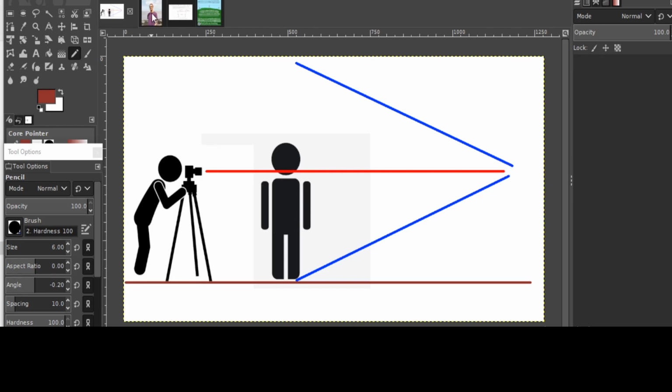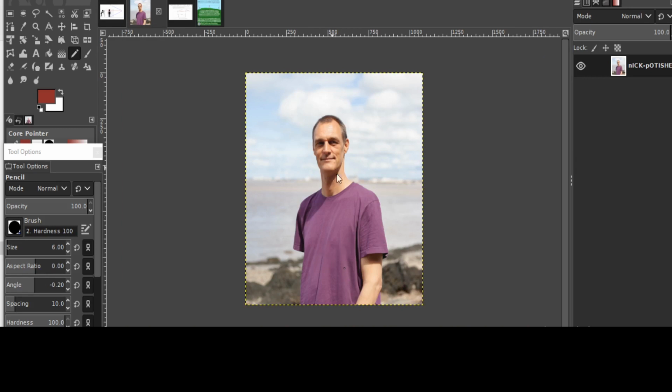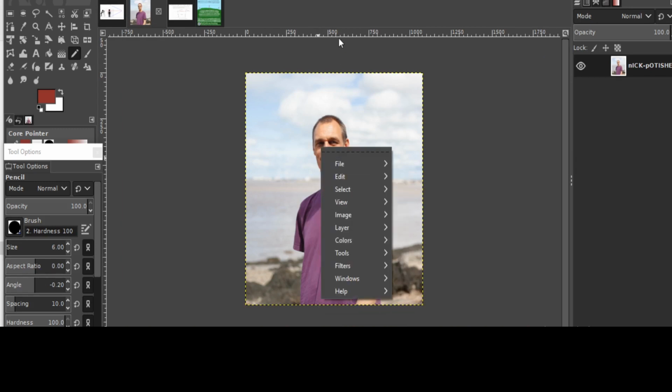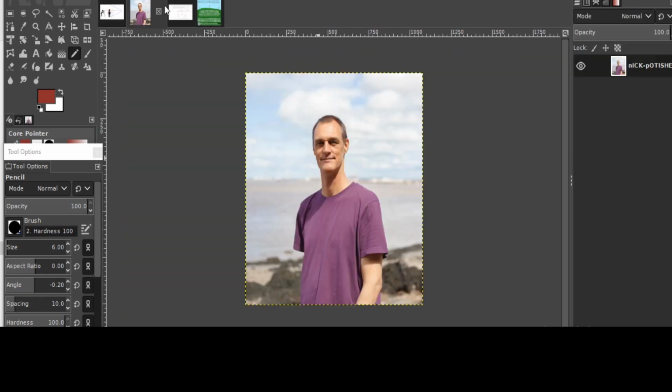So, of course, what will happen next is there's me, 6 foot something, and I'm quite close to the photographer. So if I stood further away, then the line of sight to my neck will go down, and it will go down below this line of sight that the photographer has at the moment.